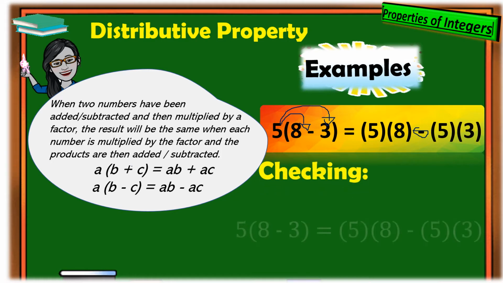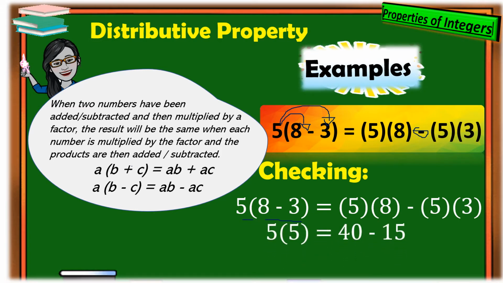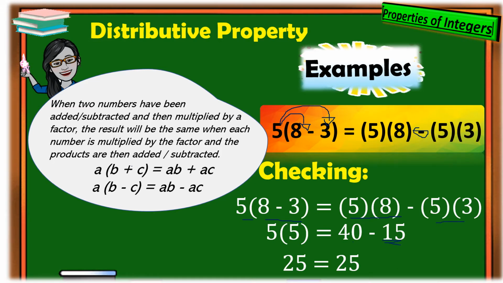Okay, let's check. So, magiging 5 times 8 minus 3. Tapos, saka natin i-multiply yung 5 and 8 and 5 and 3. So, 5 times 3, magiging, ano na siya? 15. Tama? So, 5 times 8, 40. 40 minus 15. Ito, 15. So, 25. Tama? So, they are equal. So, ibig sabihin, pareho lang ang value, no?